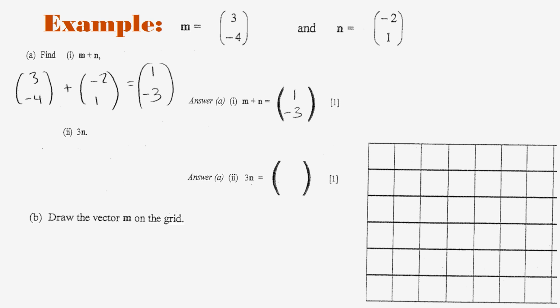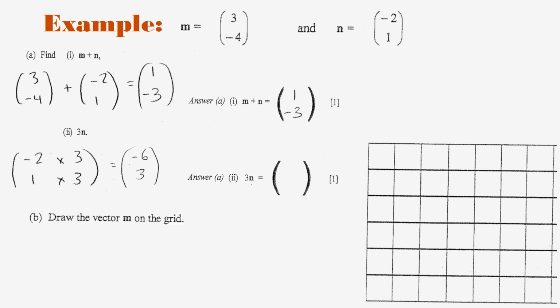3n, again, 3 is just a scalar multiple. So whatever n is, you just multiply both things by 3. Maybe show some kind of working out, good idea. (-2, 1) is n, times 3. And have a think what your answer would be. Write it down and see if we got the same answer.